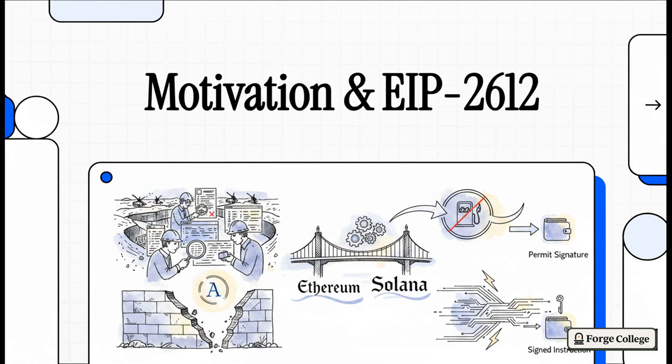So today, we're taking that aha moment and bridging it to our lesson: Permit-based approvals on Solana, motivation, and EIP-2612 comparison. We're going to map out exactly why gasless approvals are a game changer and compare how Ethereum's EIP-2612 model translates to Solana's completely unique architecture.